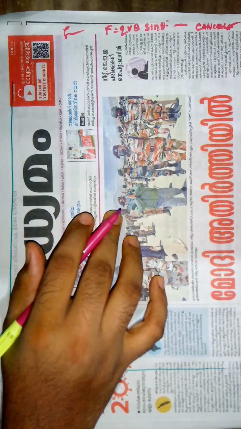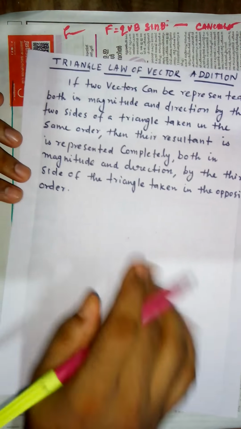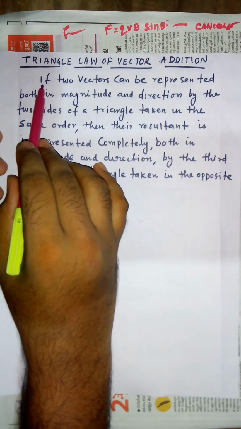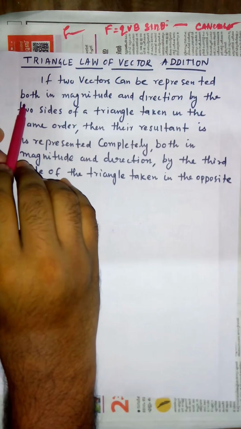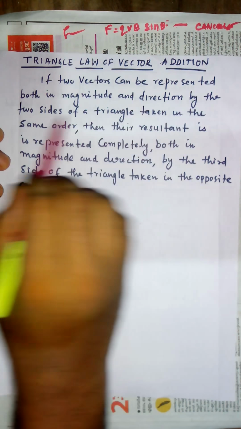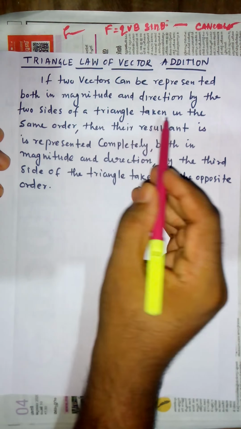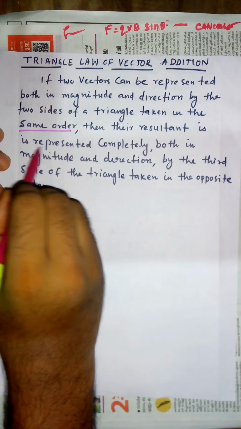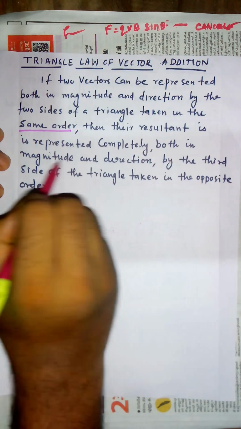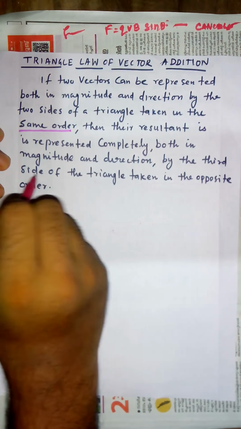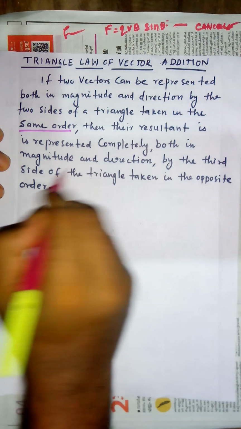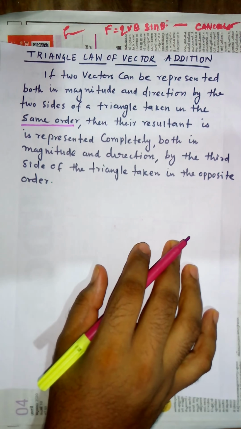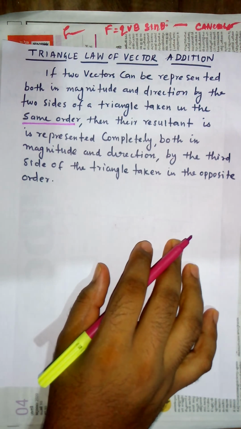To understand the triangle law of vector addition, first of all, let me tell you the statement of that law. If two vectors can be represented both in magnitude and direction by the two sides of a triangle taken in the same order, it's very important, then their resultant is represented completely both in magnitude and direction by the third side of the triangle taken in the opposite order. You might be confused by seeing this big statement, right? Don't worry, I'll explain it to you in simple words.